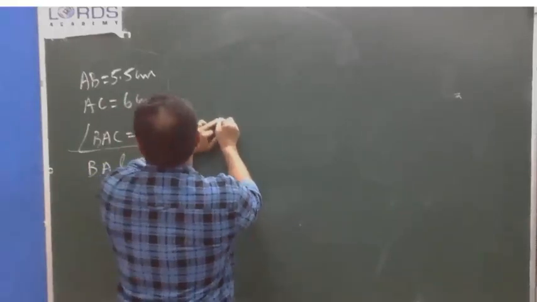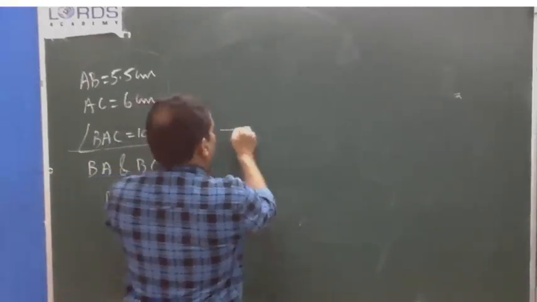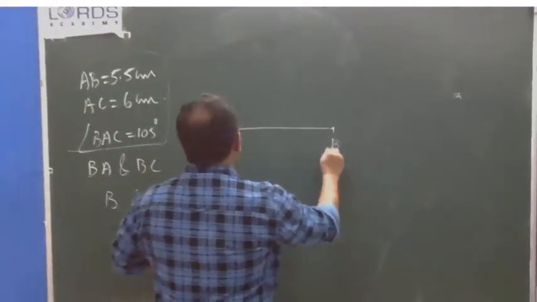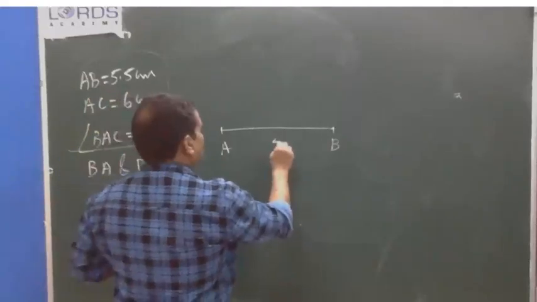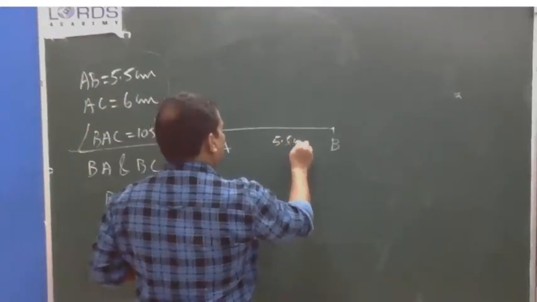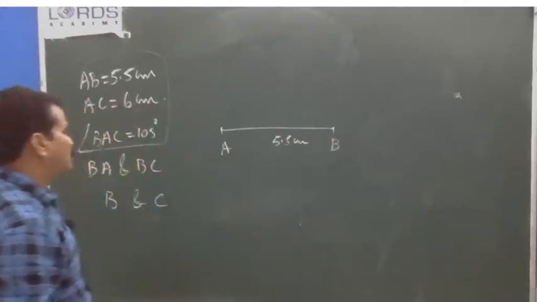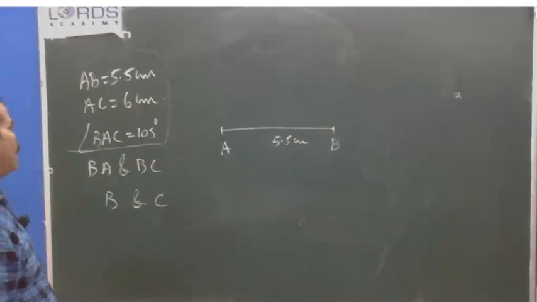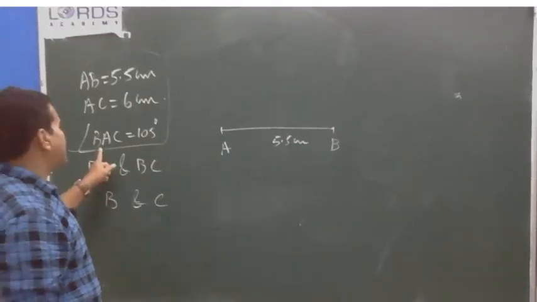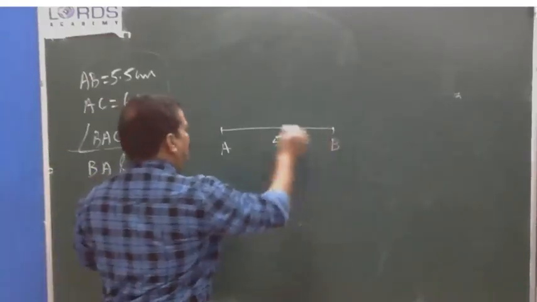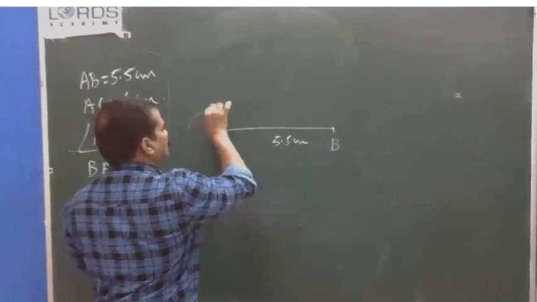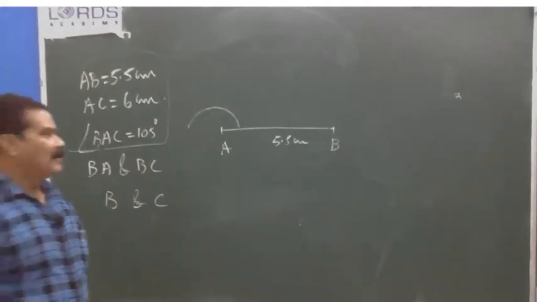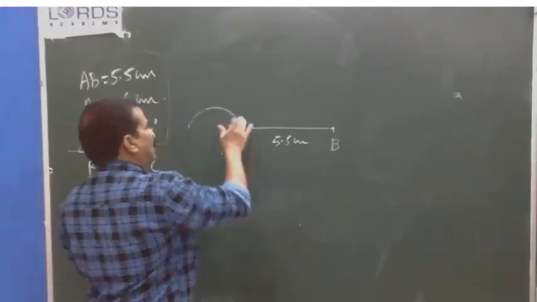First of all, you take AB, 5.5 centimeter. Then AC is 6 centimeter, but angle BAC is equal to 105. So you construct a 105 angle here. How can you find 105 here? First of all, you take a convenient radius.